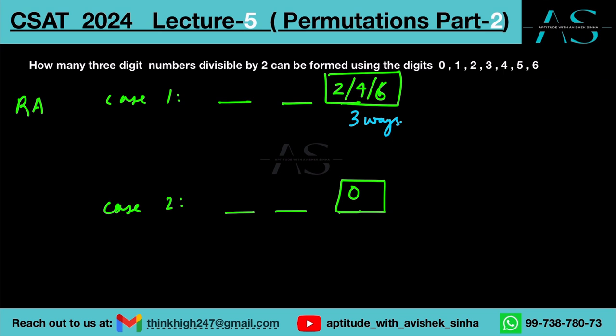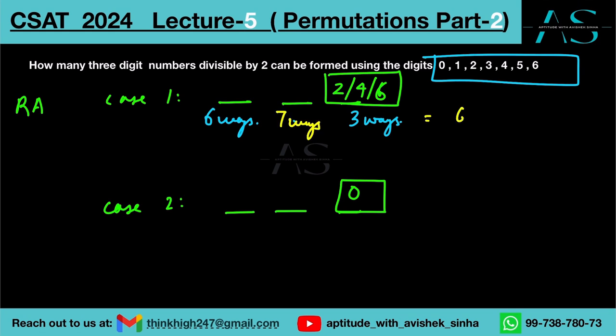Now, in order to fill the first spot, we can pick any 6 but not 0. So this can be done in 6 ways. Now, any of these digits can be placed in the next spot. So this is done in 7 ways. This is 6 into 7 into 3. This is 6 into 21, which is 126 numbers.